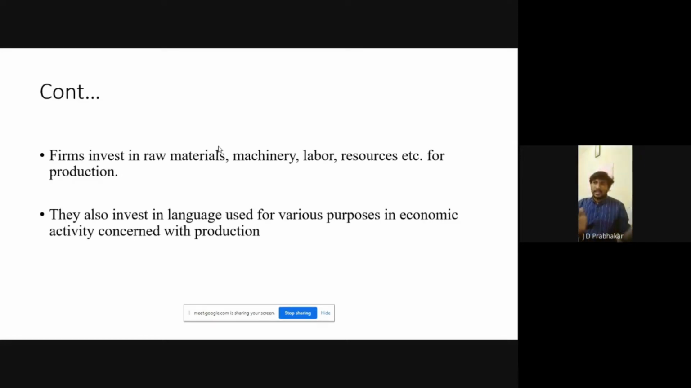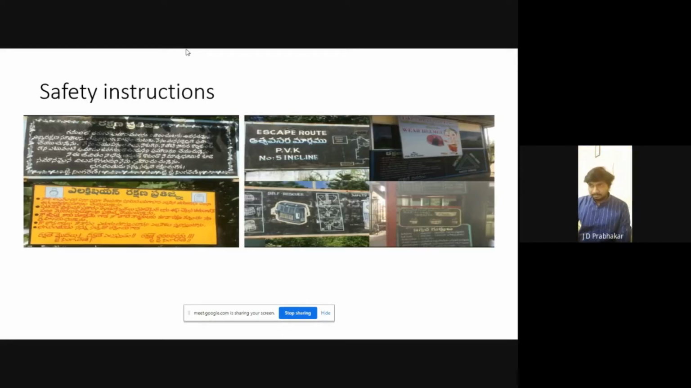Linguistic capital, as I mentioned earlier, we have to see in two ways. Linguistic capital means an individual or any group of people possess some linguistic skills. On the other hand, the authorities of any worksite invest a certain amount of money on some language or information material. That can also be considered a form of linguistic capital. They invest in language used for various purposes in economic activity concerned with production.